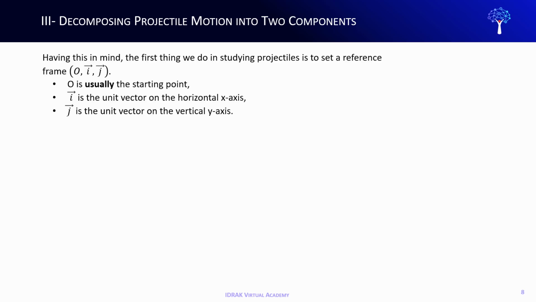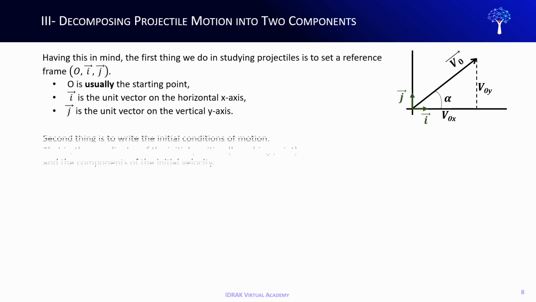Having this in mind, the first thing we do in studying projectiles is to set a reference frame (O, i, j), O being the origin, which is usually the starting point, i is the unit vector on the horizontal axis, which is usually called x, and j is the unit vector on the vertical y-axis. Checking this figure here, you have v0, the launching velocity at a certain angle, the i unit vector, and the j unit vector on the x-axis and y-axis respectively.